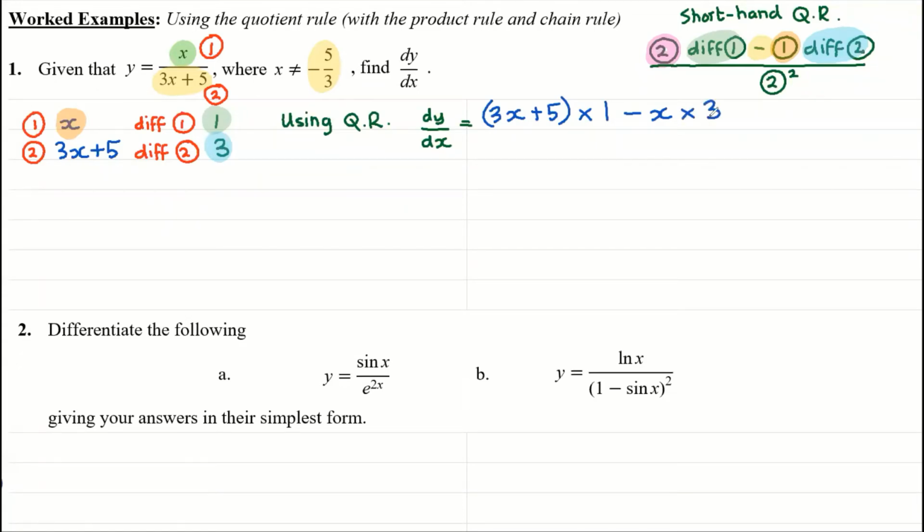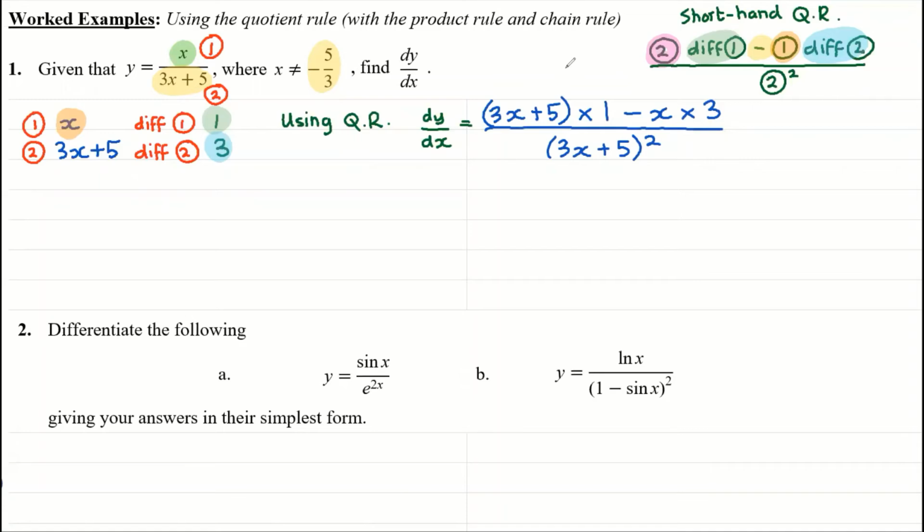Now, for the denominator, we just need to put in the function 2 itself, which is 3x plus 5 all squared. Okay, don't forget that the denominator is squared. Right, so that's it. And now it's just a case of tidying up. You'll get credit for what you've done so far.